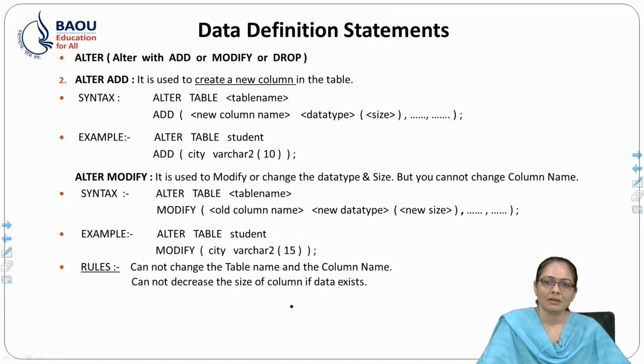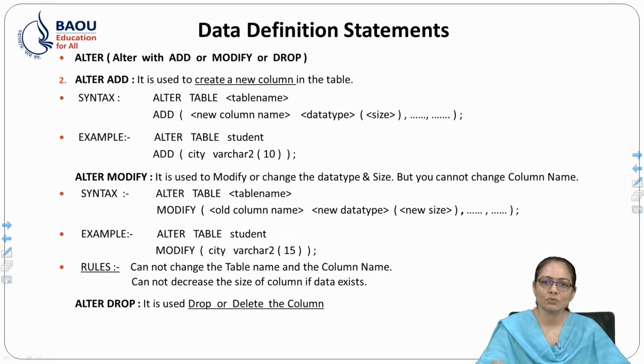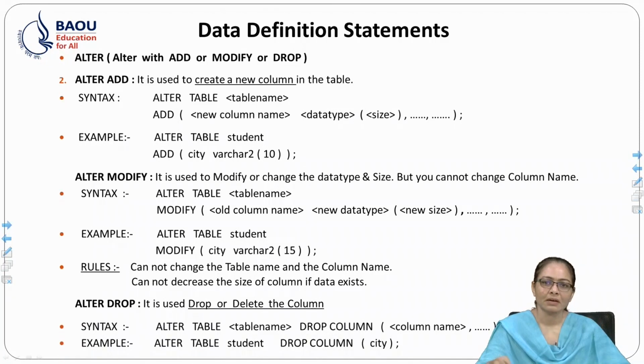Okay. Now the next command is alter drop. It is used to drop or delete a column. The syntax of the alter drop command is alter table, table name, then drop column, then column name. For example, alter table student and drop column city. Here the column city is deleted using the alter command with drop.